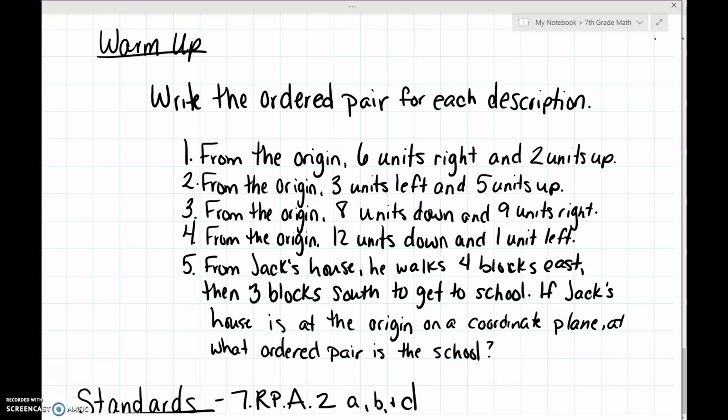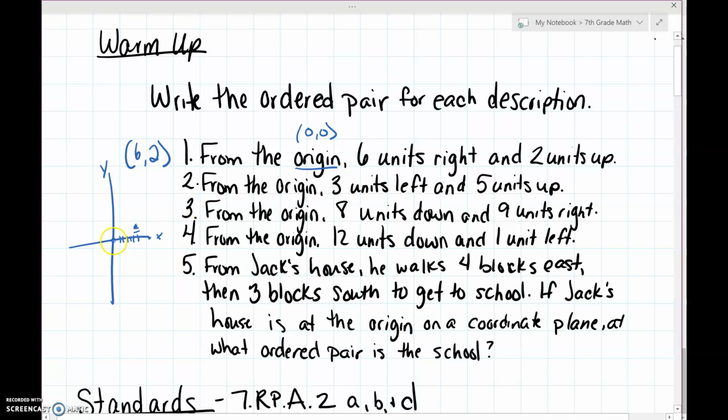So from the origin, remember the origin is 0, 0 on a graph. So if I were to draw this, let's make a big enough one that I can kind of use it, right? We're drawing this. So 6 units right. I'm going to go from my origin, which is 0, 0. 6 units right. 1, 2, 3, 4, 5, 6. 2 units up. 1, 2. It's going to be that point right there. So I have 6 in the positive and 2 in the positive. That is my ordered pair. My left and right is always first on the x-axis.